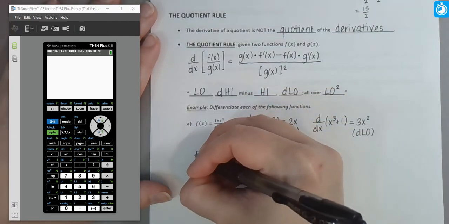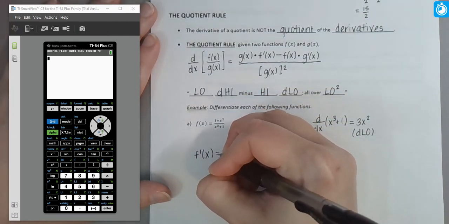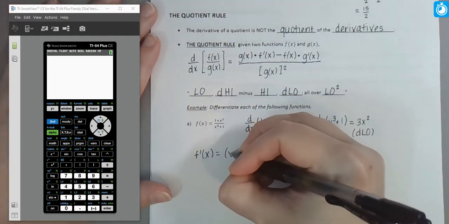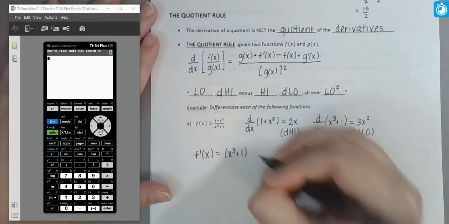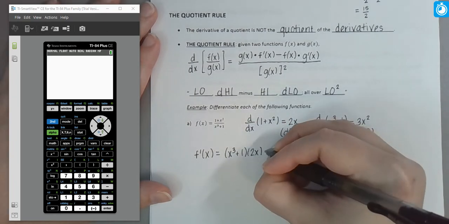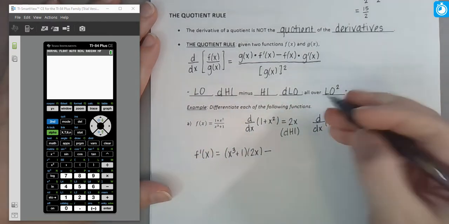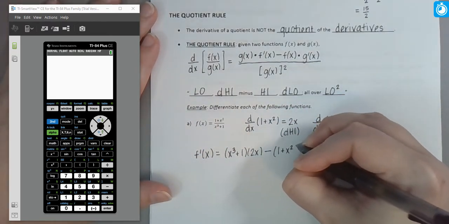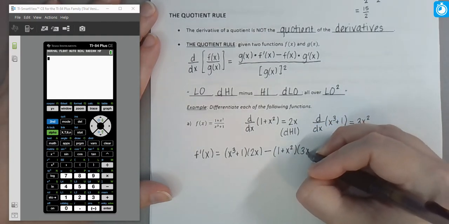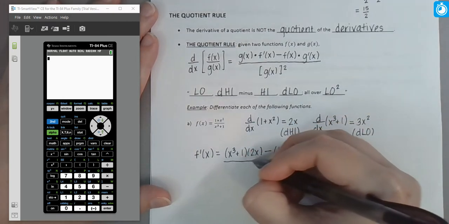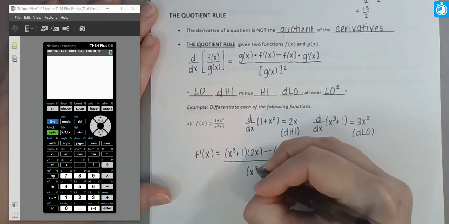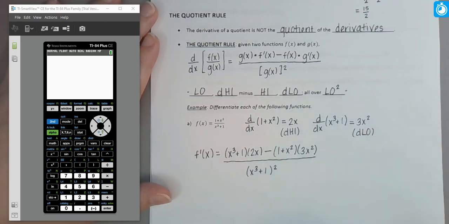So when we take our derivative, f prime of x, it's going to be low, so our lower function, again substituted with parentheses around it. So low d high, which is 2x, minus high, which is 1 plus x squared, d low times the derivative of the lower function, so 3x squared, all of that divided by the lower function squared. So x cubed plus 1 quantity squared.